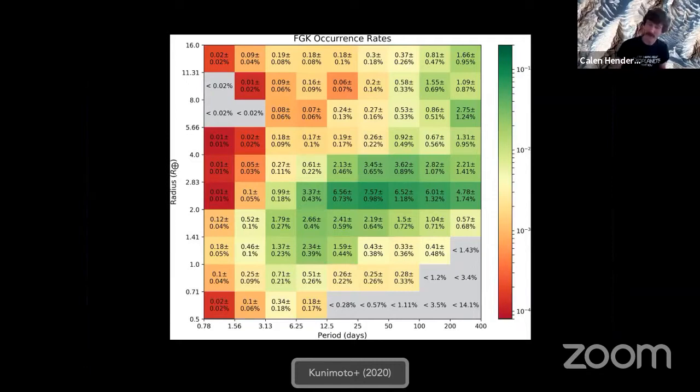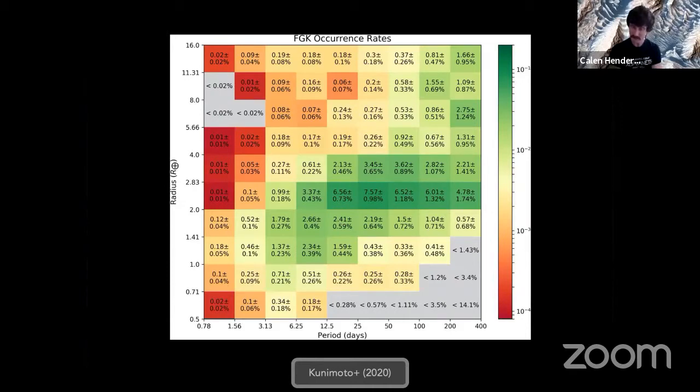And on the bottom, we're looking at the orbital period. It's about 0.78 days, so that's even shorter than 51 Peg-B, out to about 400 days, which is just a little bit longer than the Earth's orbital period. And what we're seeing here is, in different bins, in different groups of planet radius and orbital period, the measurement of the fraction of FGK stars, stars with spectral types very similar to our sun, that host planets.